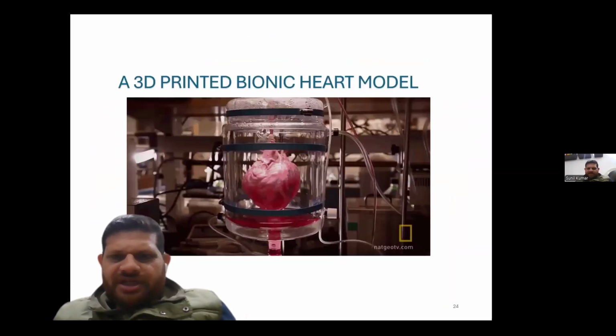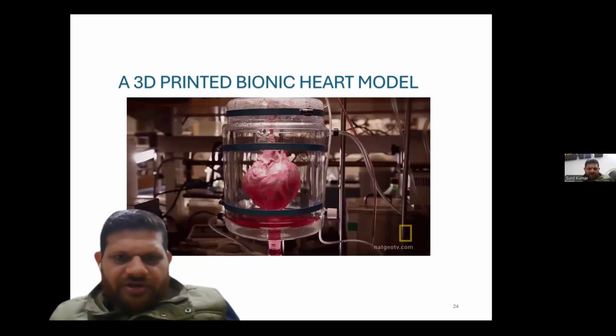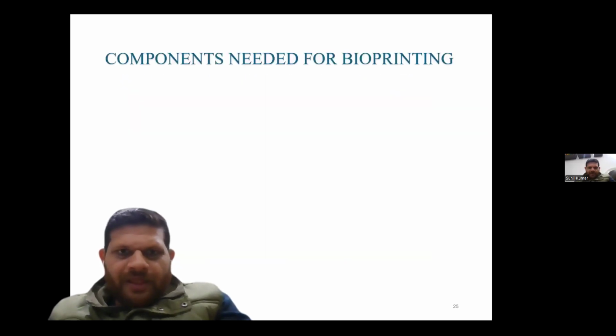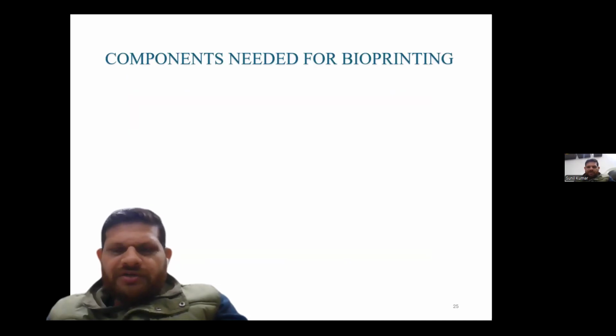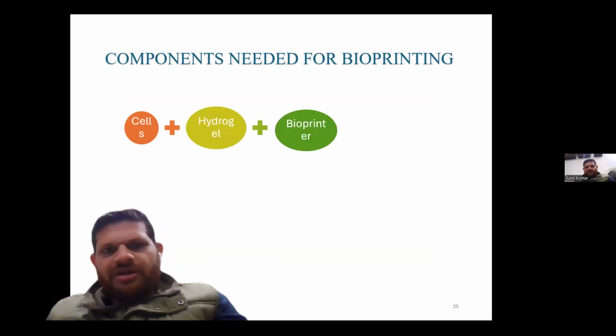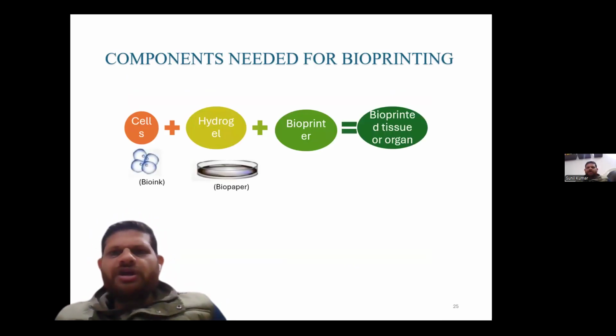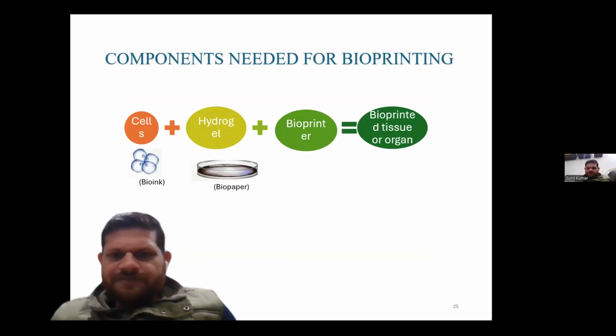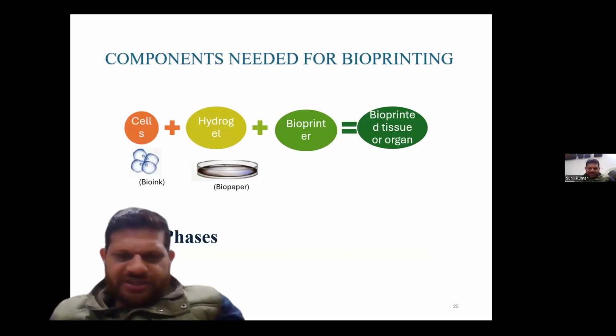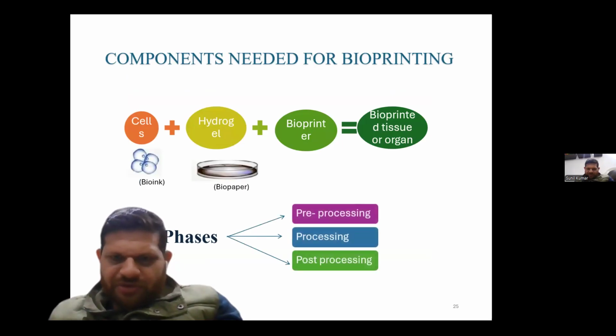3D printer, this is an example of a bionic heart developed. I think you might have heard about this recently; a few months back, it was in the news. What components are needed in bioprinting? First is cells, then hydrogels, then the bioprinter. A combination of these is poured into the bioprinter, and it gives you bioprinted tissues or organs. Three phases are involved: pre-processing, processing, and post-processing.